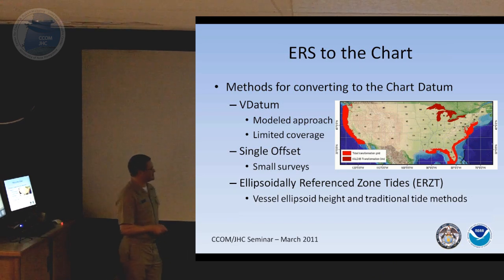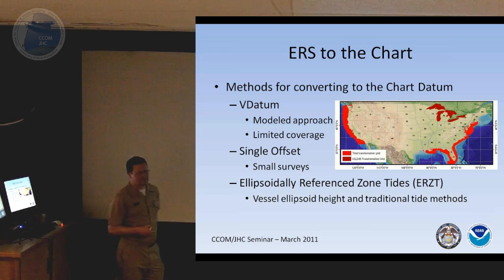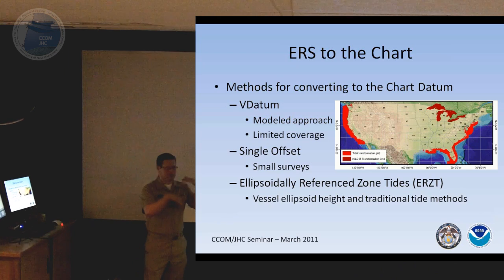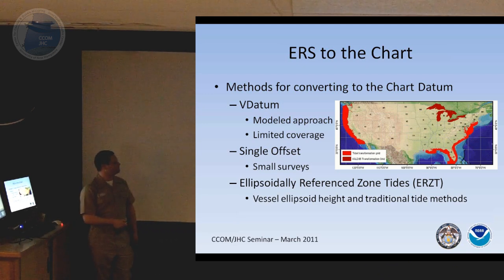So that's where this ERZT method comes in. Anywhere you don't have VDatum, you would be trying to do this ERZT method. For really small surveys, you could also do a single offset, and that basically just means the slope of the geoid relative to the ellipsoid is small enough that you don't have any substantial difference there over the course of the survey.